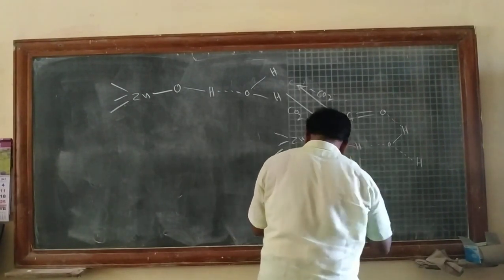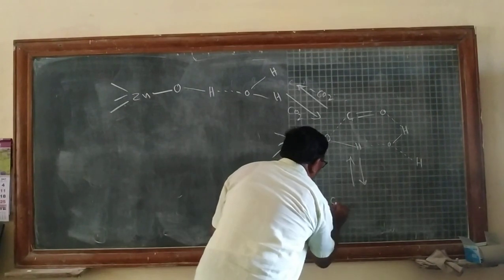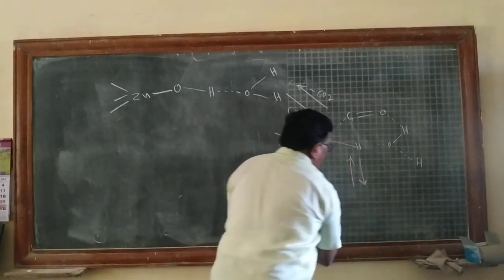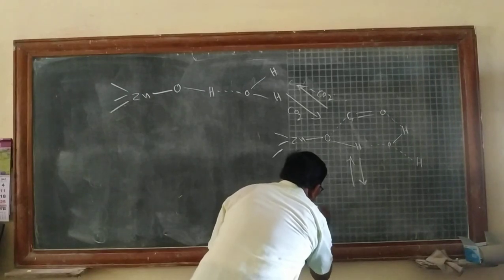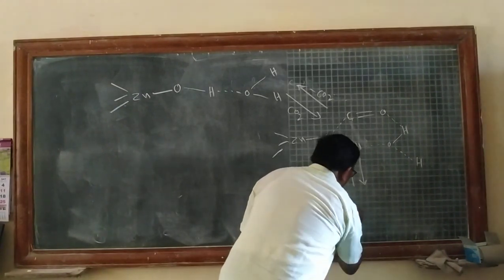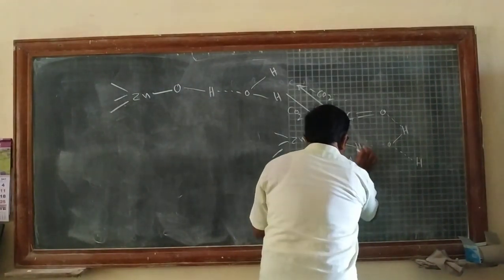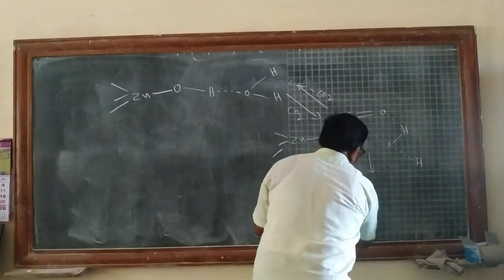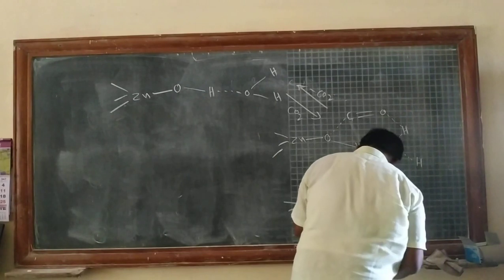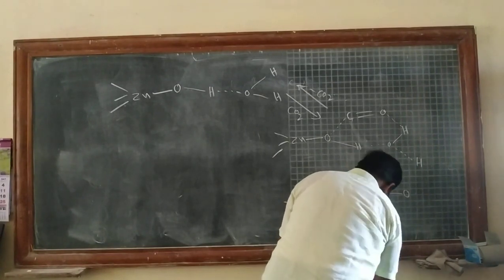Again, it will change into another form. So that's a zinc with the O, C double bond O, and this is an O, H.